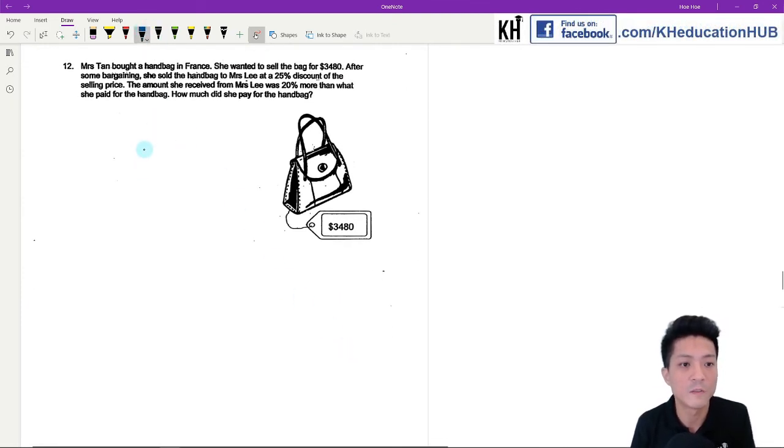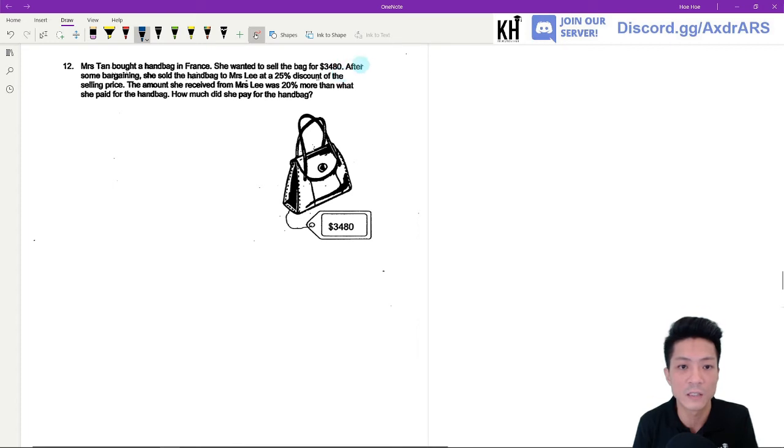Okay, question 12. Mrs. Tan bought a handbag in France. She wanted to sell the bag for $3,480. After some bargaining, she sold the handbag to Mrs. Lee at a 25% discount of the selling price. The amount she received from Mrs. Lee was 20% more than what she paid for the handbag. How much did she pay for the handbag?